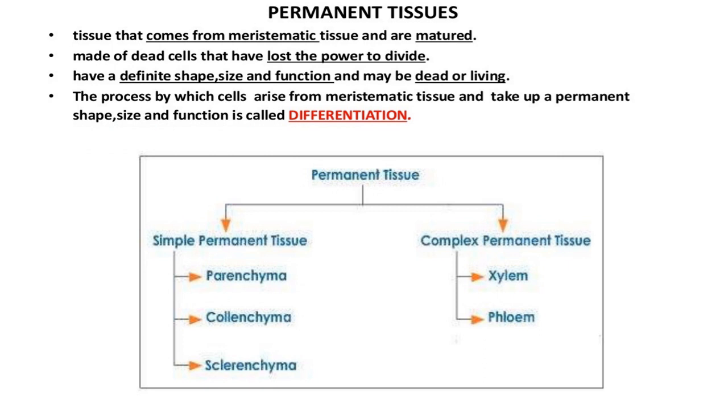Now here you can see the permanent tissue. They are of two types. Either they are simple permanent tissue or they are complex permanent tissue. In simple permanent tissue, we are going to study parenchyma, collenchyma and sclerenchyma. In complex permanent tissue, we are going to study xylem and phloem.